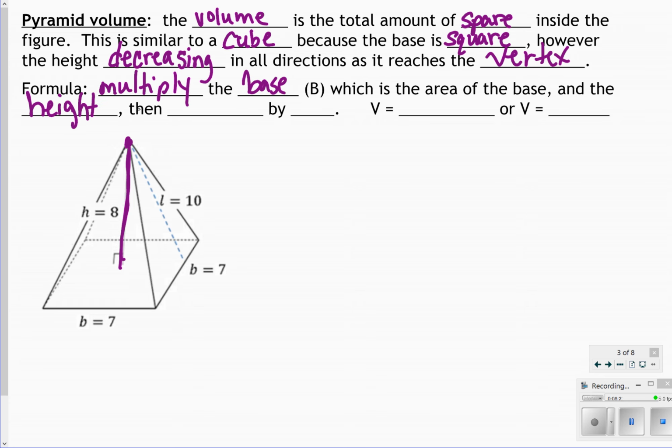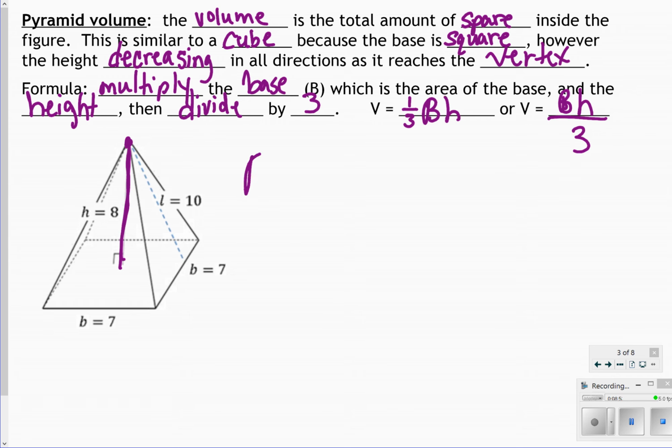But since it decreases, we're going to then divide it by a value, and in this case we're going to divide it by 3. So on a formula sheet, what you would find is that our formula would say 1/3 base times my height. All right, so in easier terms, what does that really mean? It's our base value times our height, and then we're going to divide by 3. Well, let's go ahead and do that.